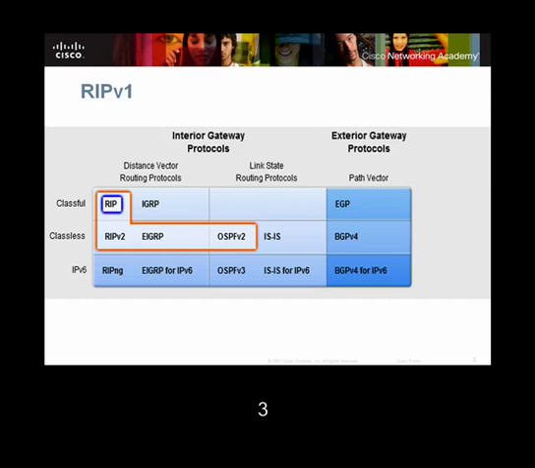The reason it is not used for larger, more complicated networks is because RIP's transmission of the entire routing table every 30 seconds may put a heavy amount of extra traffic on the network.